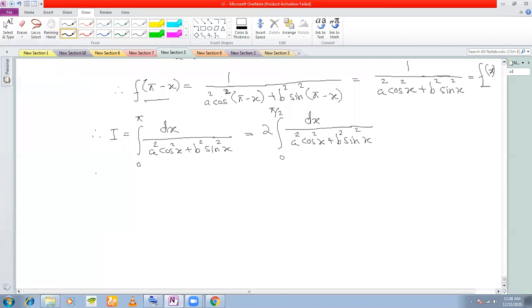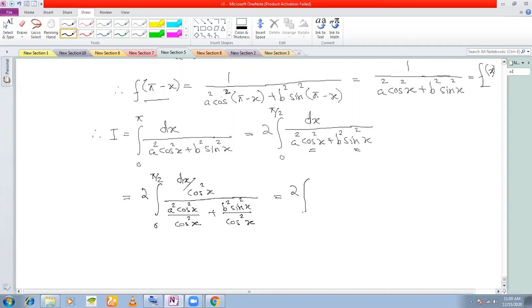Again, I have done this kind of integral when I was doing the substitution method. In order to evaluate this kind of integral, you have a cos here and you have a sine here, so we try to bring a tan. How do we bring a tan? We divide the numerator and denominator by cos square x. So we have integral 0 to pi by 2, this becomes dx by cos square x, and the denominator becomes a square cos square x by cos square x plus b square sin square x by cos square x. This is what it becomes, which is equal to twice integral 0 to pi by 2.